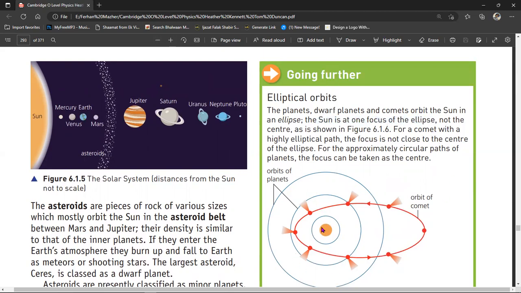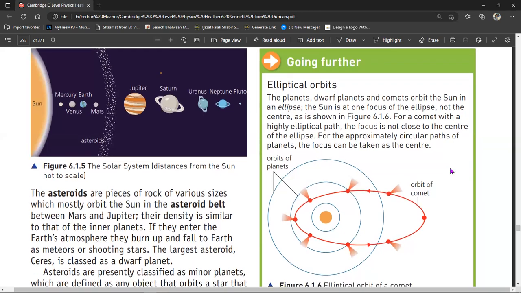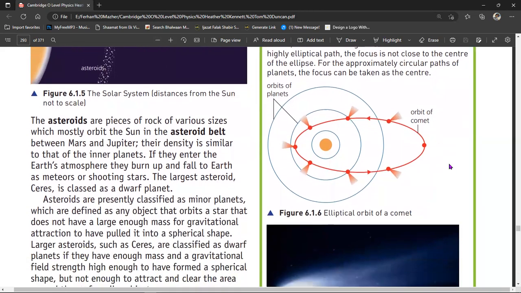The sun is here. This is called focus 1. This is focus 2. Here will be the center of the ellipse. The sun is at one focus of the ellipse, not the center, as is shown in figure 6.1.6. For a comet with a highly elliptical path, the focus is not close to the center of the ellipse. For approximately circular paths of planets, the focus can be taken as the center.